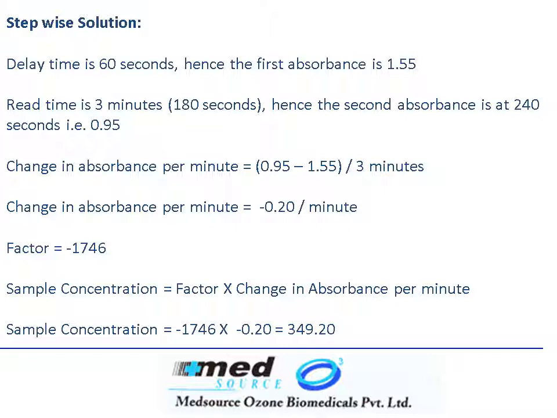The factor is minus 1746. So once we multiply the factor by the change in absorbance per minute, that is, we multiply minus 1746 by minus 0.2, we get the answer of 349.20. I hope all the three examples are very clear. Otherwise, I suggest that you go back in this video and have a look at all the three examples again.